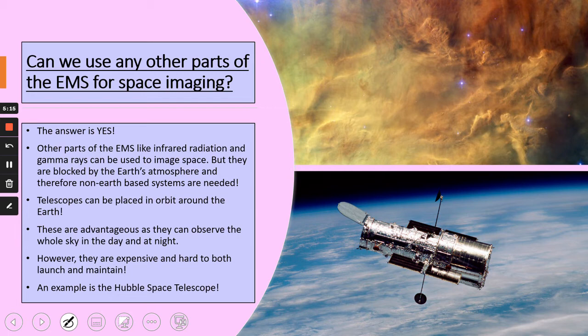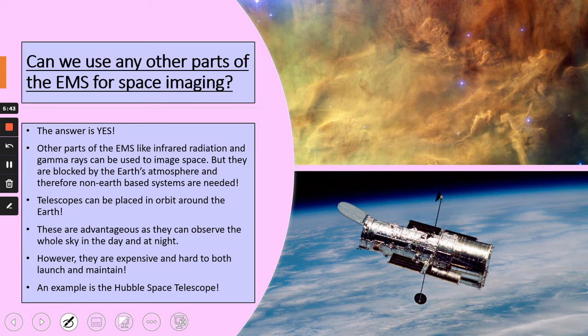So can we use any other parts of the EMS or electromagnetic spectrum for space imaging? The answer is yes, definitely. Other parts of the EMS, like infrared radiation and gamma rays, can be used to image space. However, our Earth's atmosphere blocks them, and therefore the scientists need to design a way for putting them into space. They have designed telescopes that can be placed in orbit around the Earth, as we can see from the image.